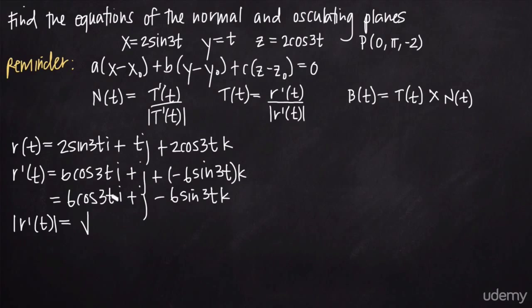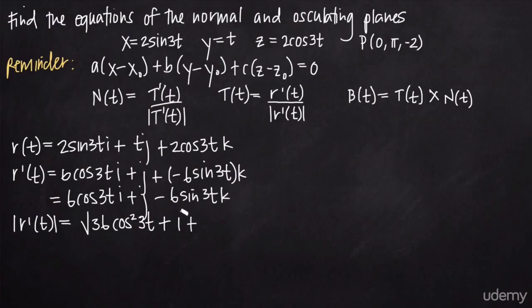So 6 cosine of 3t squared, when we square that whole quantity, we're going to square the 6 here and get 36 out in front. And cosine of 3t becomes cosine squared of 3t. So that's the square of that coefficient, everything in front of the i term. In front of j, we just have a 1, right? This is plus 1j. So 1 squared is still 1, so we get plus 1.